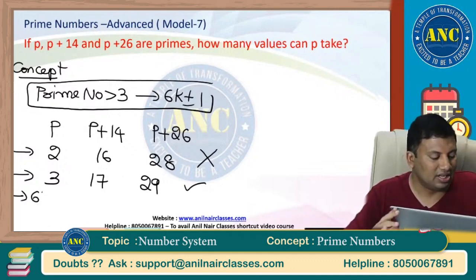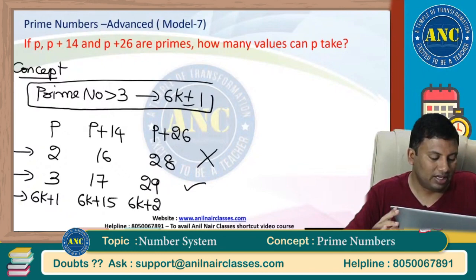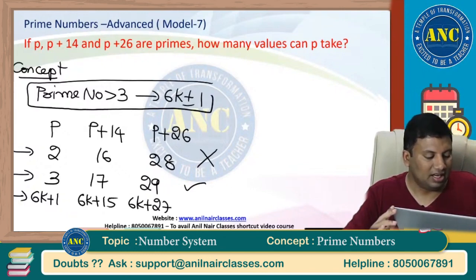If it is 6k plus 1, these are 6k plus 15 and 6k plus 27. These are divisible by 3, not possible.